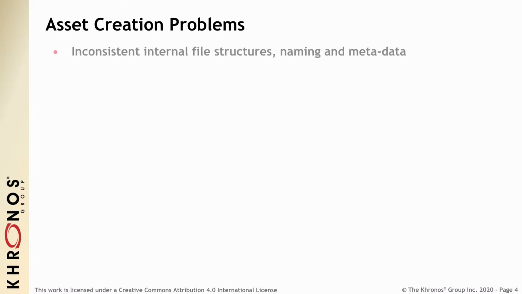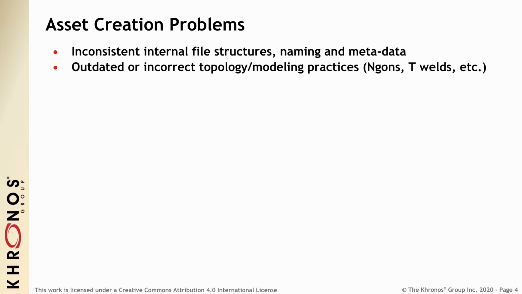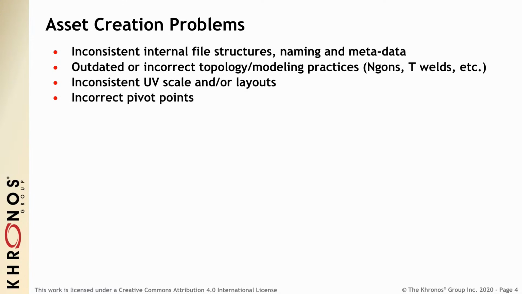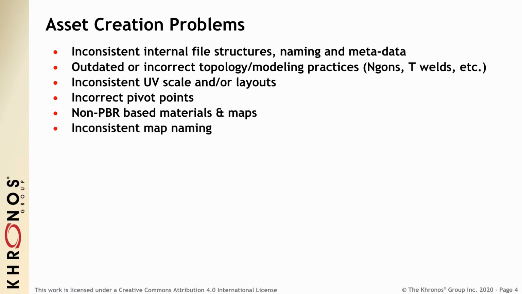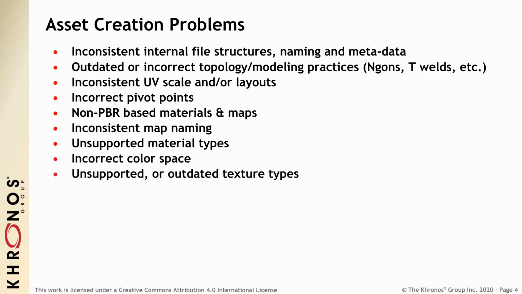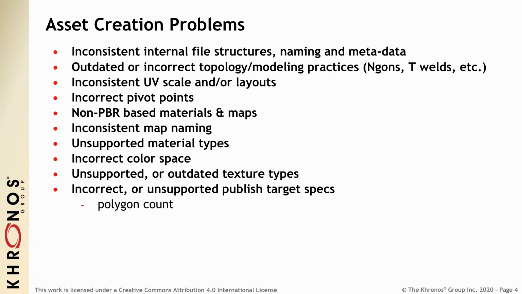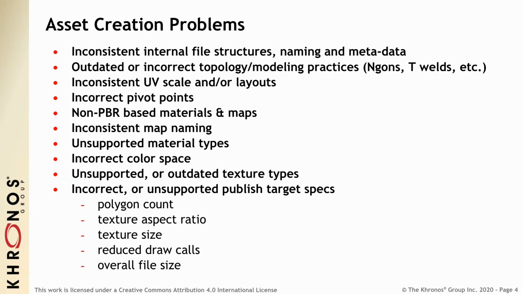However, these are not the only problems that we've seen, and a small selection of some of the most common include inconsistent internal file structures, naming, and/or metadata, outdated or incorrectly topologized modeling practices such as N-gons or T-welds, inconsistent UV scale or layouts, incorrect pivot points, non-PBR based materials and maps, inconsistent map naming, unsupported material types, incorrect color space, unsupported or outdated texture types, and incorrect or unsupported publishing target specs such as polygon count, texture aspect ratios, texture sizes, reduced draw calls, and overall file size.